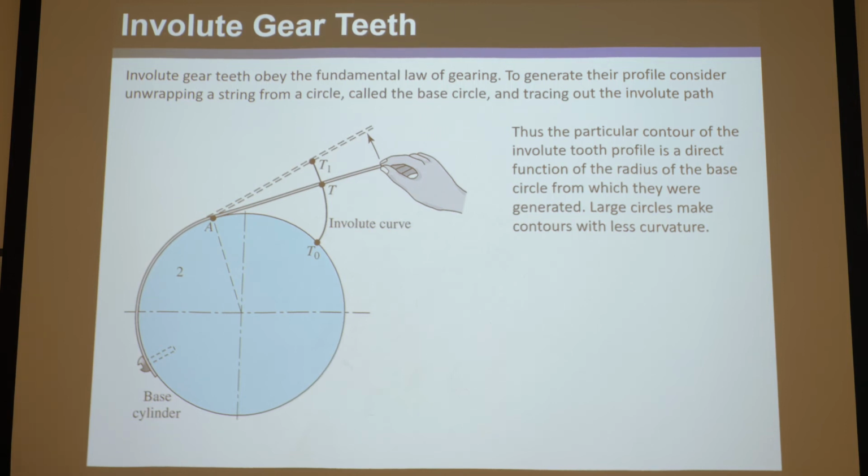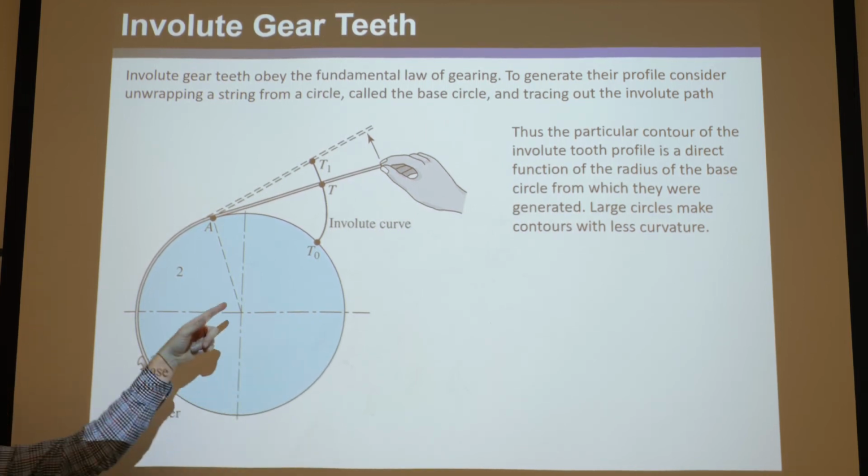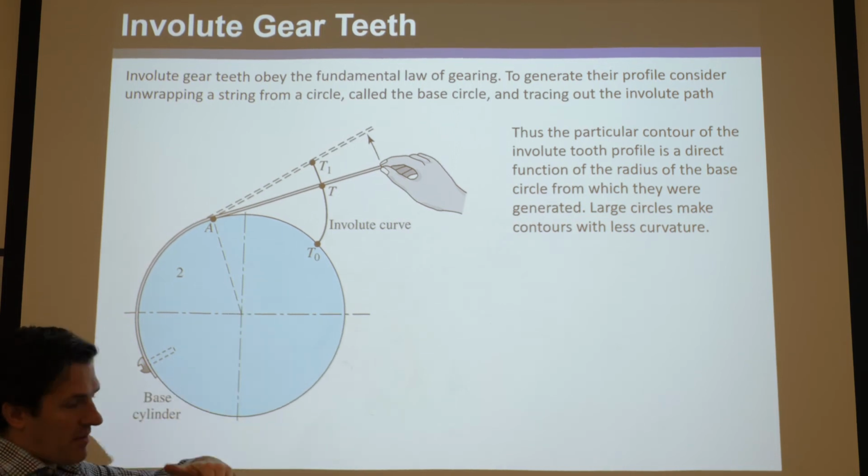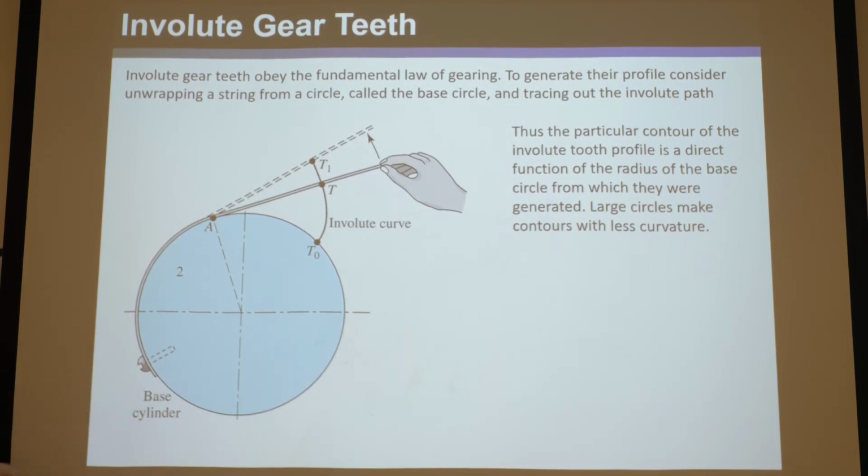So there's not just one involute profile. It's the kind of profile that's based on the base circle, right? As the radius of the base circle gets larger and larger, that involute profile gets less and less curvature. Finally, if the base circle is infinitely large, so it's actually a flat plane instead of a circle, then that involute profile would be a straight line. So involute profiles can be straight lines on, say, a rack and pinion, which we'll talk about later.